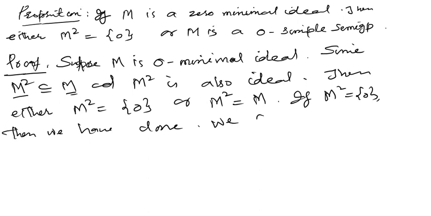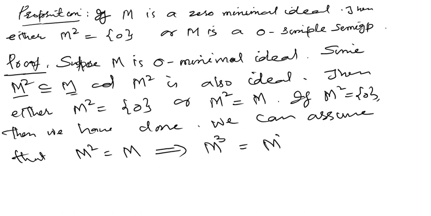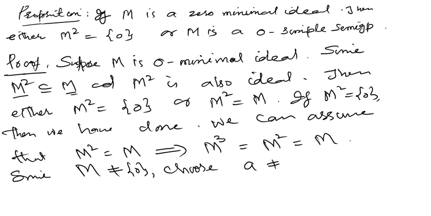So we can assume that M square is equal to M. This implies M cube is also equal to M, because M cube is M square times M, which is equal to M. Now let's take a non-zero element in M, because M is a non-zero ideal. Since this M is not equal to zero, choose a not equal to zero in M. You can choose a non-zero element from M because it's not equal to zero.